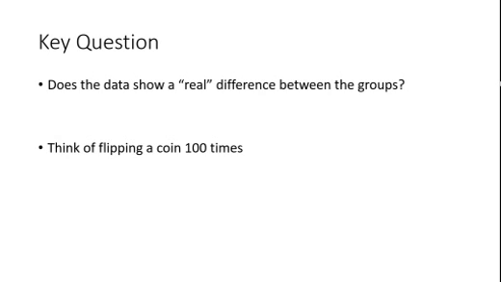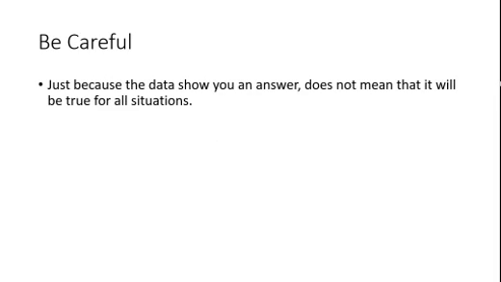Think of flipping a coin 100 times. If you flip a coin 100 times, you should average about 50 heads and 50 tails. But if you flip a coin 100 times, you're not going to get exactly that. You're going to get somewhere on either side of it. Okay, so we have to identify, is there a real difference in it?